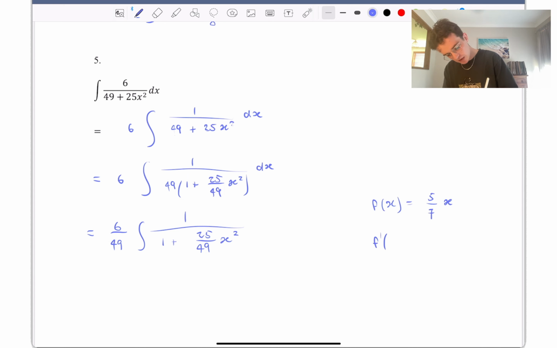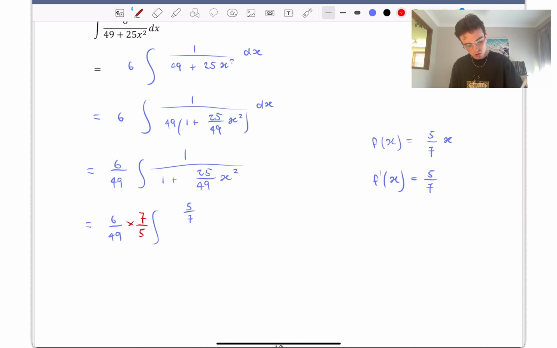So in an ideal world, we want 5 on 7 on the top of that integral, but unfortunately we don't have that. So 6 on 49 times the integral of 5 on 7. Now we don't have 5 on 7 on the top, we've got 1. So the only way I'm going to get 5 on 7 on the top is if I multiply the integral by 7 on 5. We know that if I multiply 5 on 7 by 7 on 5 I get 1. That's because the reciprocal times the original fraction is 1. And we're over 1 plus 25 on 49 x squared dx.